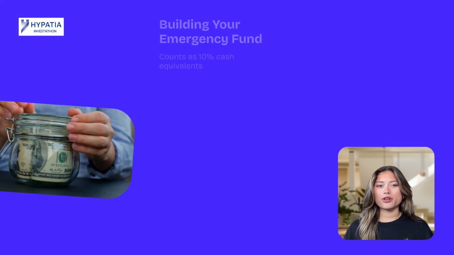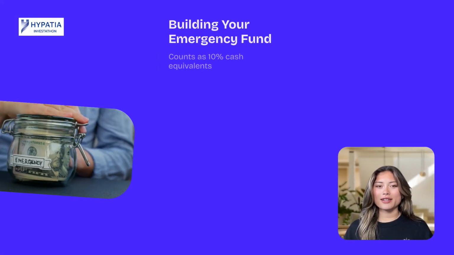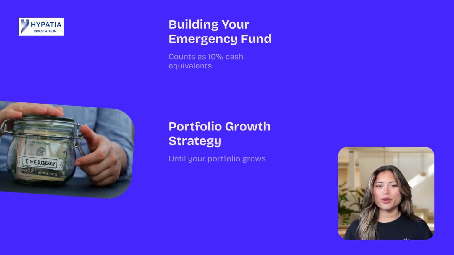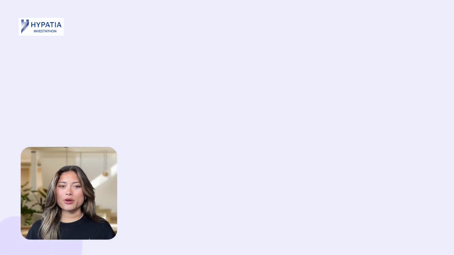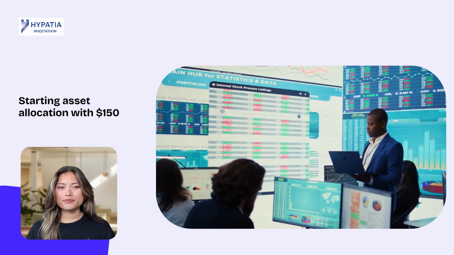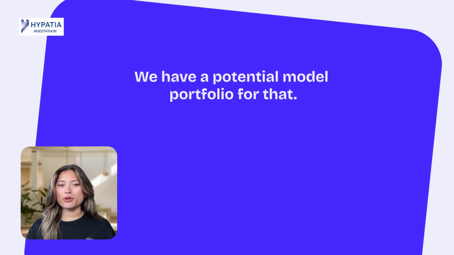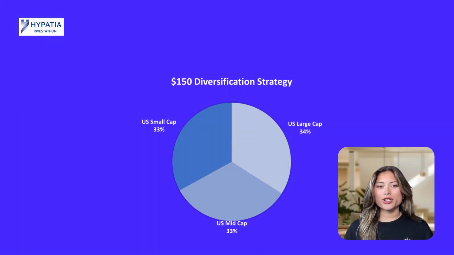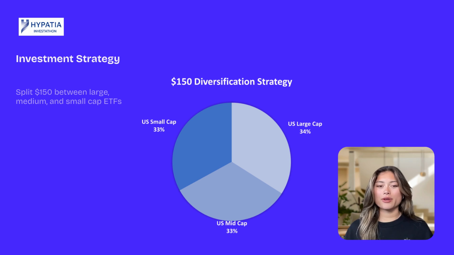Since you will be building your emergency fund as well, that can count as your 10% cash and cash equivalents until your portfolio grows. So back to asset allocation, what if you are just starting with $150? We have a potential model portfolio for that. With $150, you can split your investment between large, medium, and small cap ETFs by buying one share of each, and adding to that as your portfolio grows.